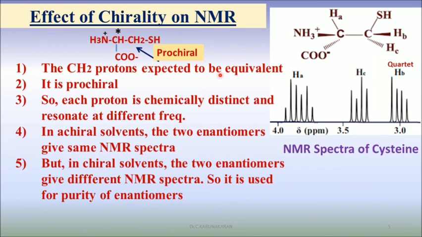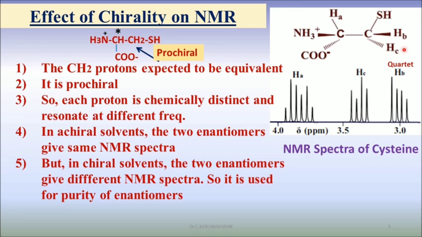Here, let us study the effect of chirality on NMR. Most of the amino acids are chiral molecules. They have an asymmetric carbon atom in them. For instance, cysteine is an amino acid. If you look at the 2D structure, the methylene protons are expected to be equivalent or identical. The methylene carbon atom is prochiral.